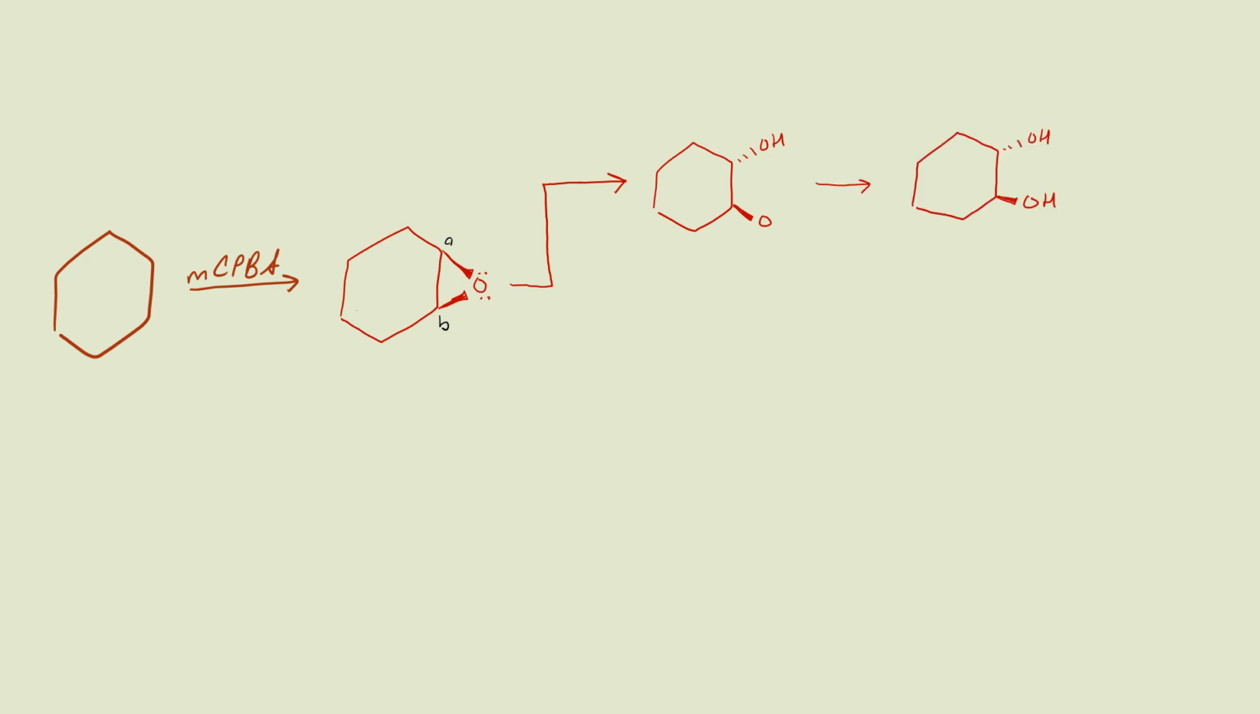If we had chosen to attack carbon B, our first product would look like this. This time, the alcohol group stayed back on the B carbon while the other oxygen went to the A carbon. Next, we are going to do the same thing we did in the step above and quench it. This gives us a product that looks like this. These two are actually enantiomers.